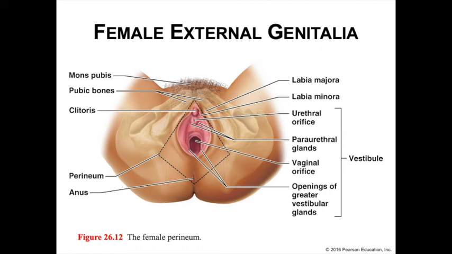And if you look on either side of the urethra, we're going to have those paraurethral glands, and then on either side of the vaginal opening, we actually have the vestibular glands. So these can produce mucus. They, again, help with lubrication and also help with pH stabilization.